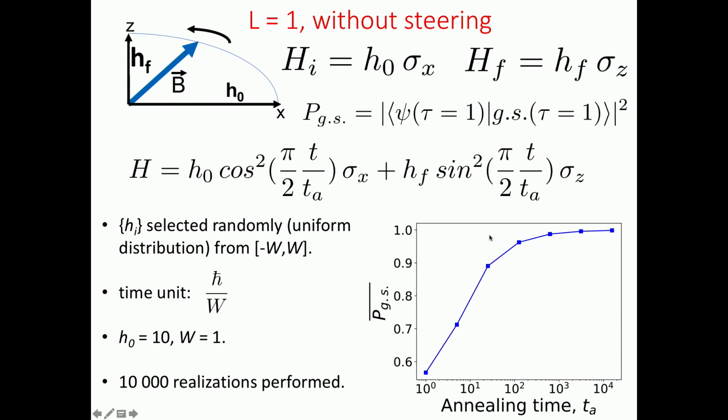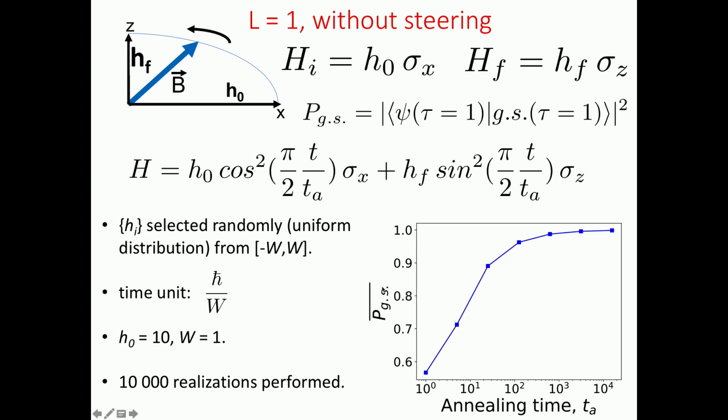So to start with, if we have only one spin, there is no interaction. This is the same as many spins without any interaction. And we start with a large H0, and the direction changes to z, and H final is something smaller, and it's random. It can be in plus or minus z direction. Our selection is from minus W to W, uniform distribution, H final, and in general for larger systems h_i. And the time unit is h bar divided by W. H0 we choose 10 and W is 1, so h_i is from minus 1 to 1. And we performed 10 to the 4 realizations.